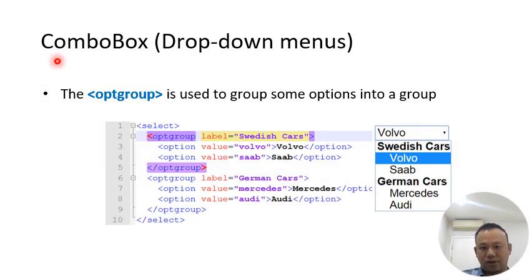For combo box, okay, HTML allows us to group similar items into one group by using optgroup. We can see here, okay, we have two groups of cars: Swedish cars and German cars. So we have Volvo and Saab, and we have the German cars, Mercedes and Audi. This gives visitors a more flexible view.